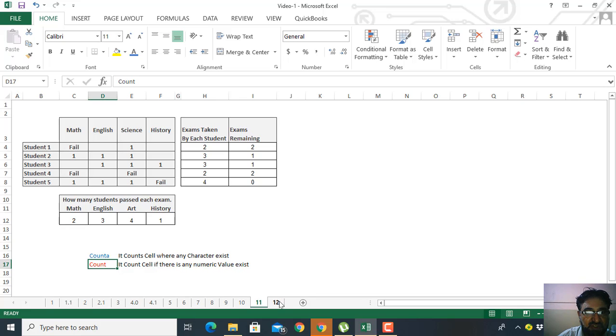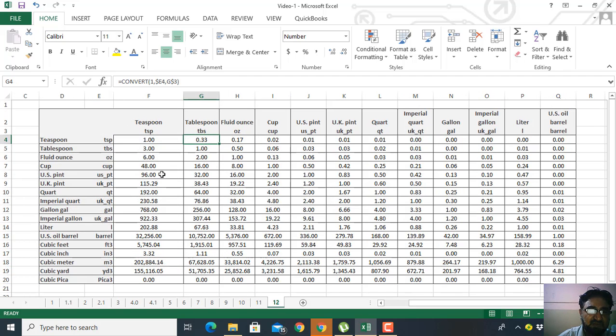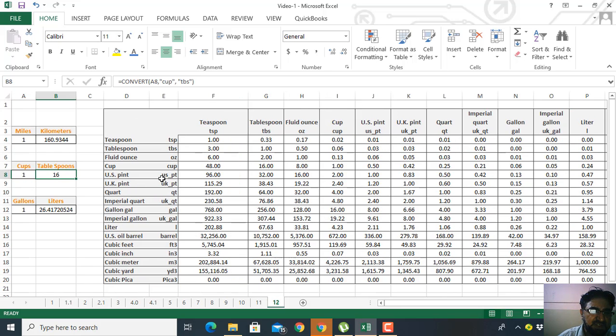The next sheet is a big sheet. It is the CONVERT function of Microsoft Excel. In this sheet you can see here are the miles, and the convert function formula is convert 100 miles to kilometer. 100 miles makes how many kilometers? It makes 160 kilometers. The same way, here is the formula, 1 cup makes how many tablespoons?